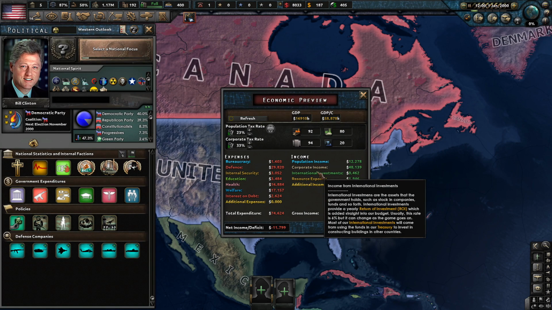International investments allow one to earn money back on money invested in other countries, and will be talked about more in depth later. It is always a flat 6% return on investment.